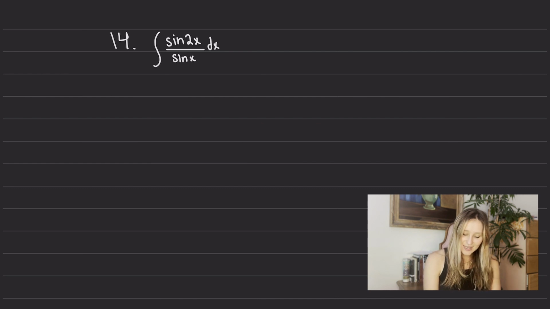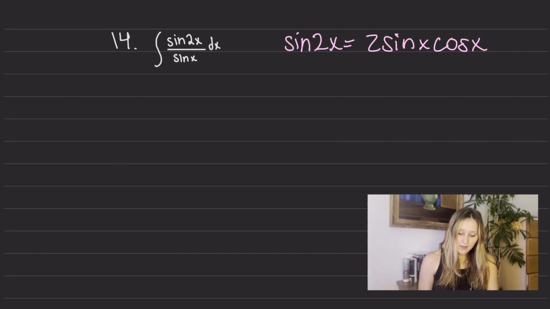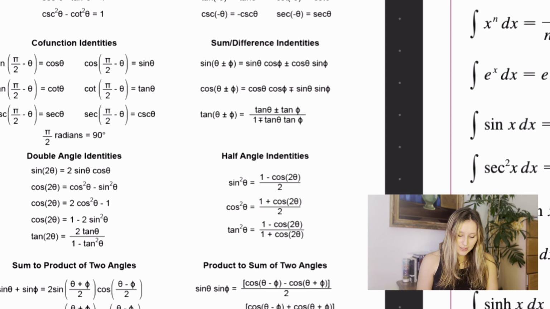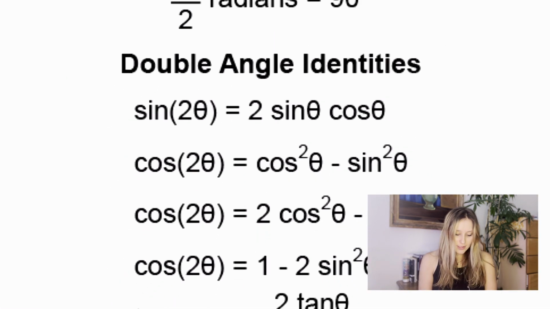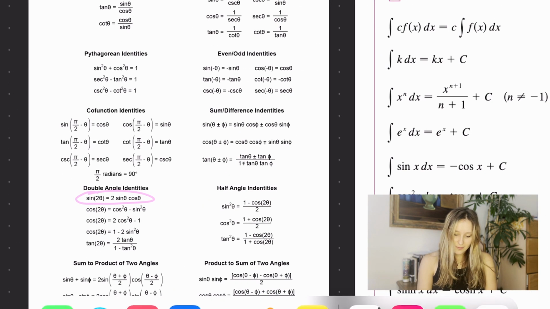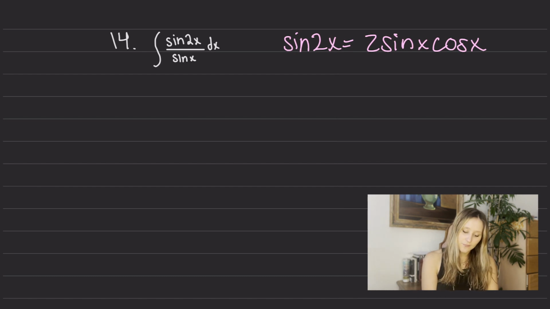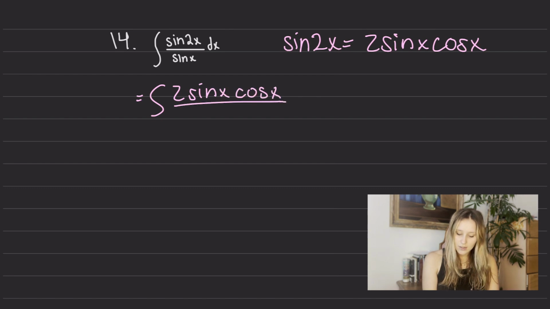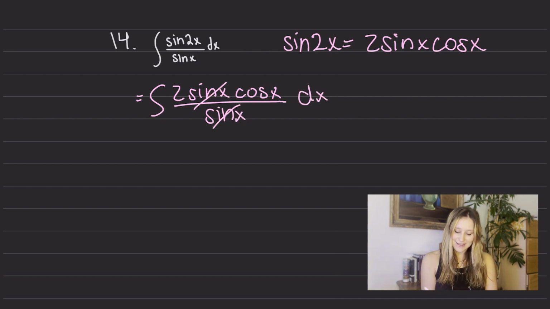Okay, this is a little bit of trig substitution here, okay? Sine of 2x is going to be 2 sine x cosine x. And I know that because look at this little sheet that I have. And we know that big time. So I'm going to plug that in. Here we get 2 sine x cosine x over sine x. And that beautifully cancels out the sine x.